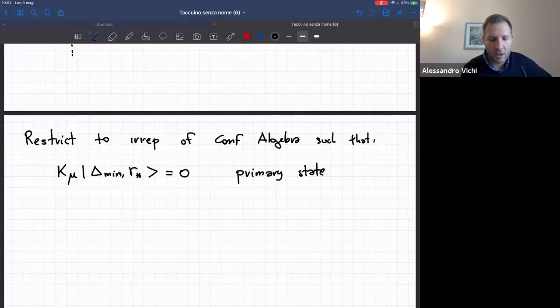I will also assume that the minimal dimension that I can have in a theory is bounded from below. So there will be a minimal dimension, even among all possible representations. But we will see this is a consequence of assuming reflection positivity or unitarity. But for now, it's just an assumption. It's just a restriction for the sake of this discussion.